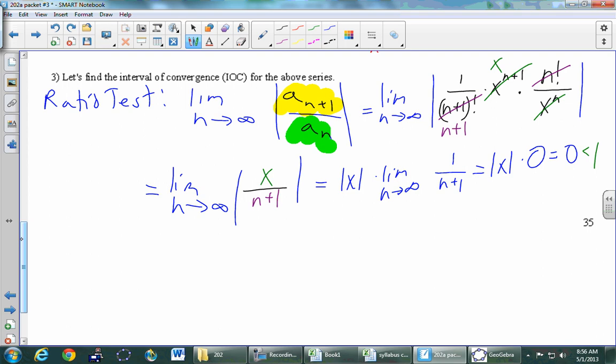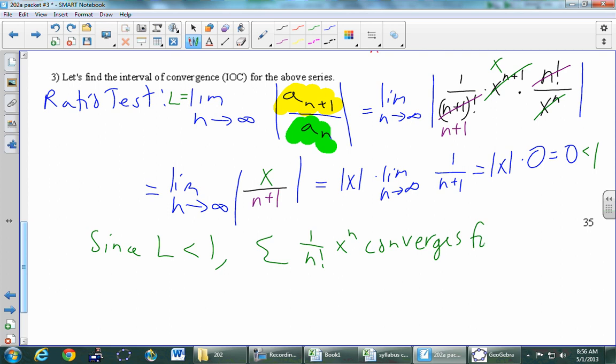So why don't we give our favorite name to this limit? We'll just call it L. And then we can say here, since L is less than 1, the power series, which we'll just write in its entirety here, converges for what x's? For all x's, right? Because the limit is always less than 1 no matter what value of x you pick. Normally you'd have endpoints to check, you'd have an interval, but in this case it's a special one.